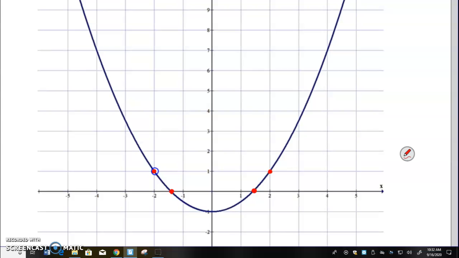Now let's plot more points. So for example, if I look at a value of 4 and I root 4, I get 2. So 4 becomes 2 right about there. On the other side, 4 becomes 2 right about there.